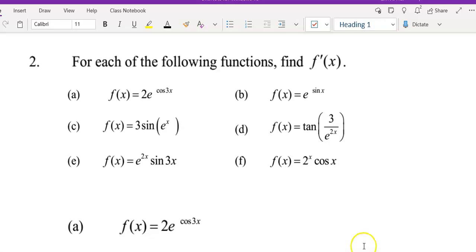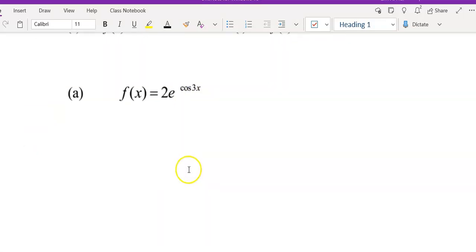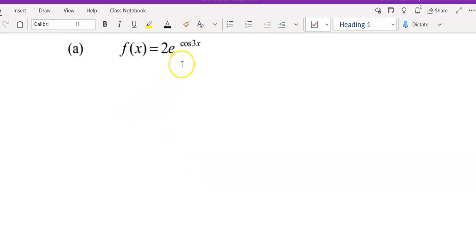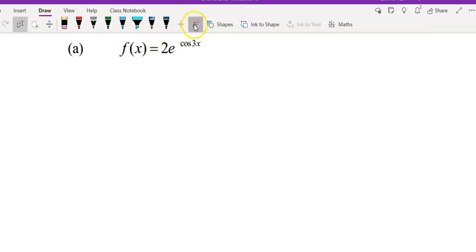Hello guys, this is question 2. We need to differentiate functions which involve the exponential function, trigonometric functions and log functions. So here I have 6 examples in question 2. First of all, we look at question A. f(x) equals 2e power of cos 3x. We need to differentiate this function.